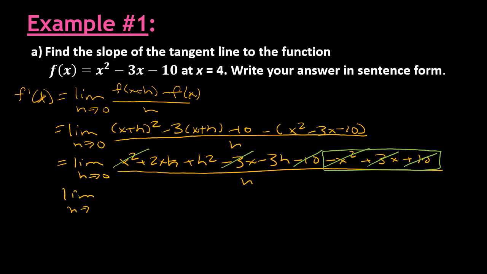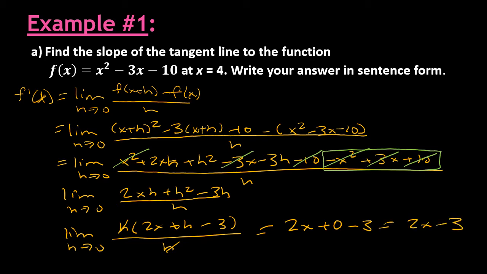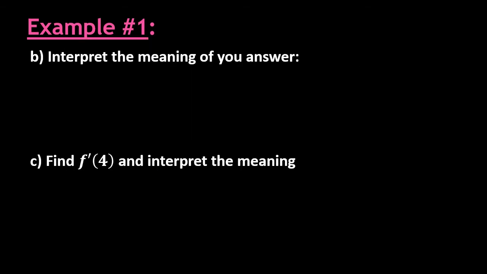So if I continue on, the limit as h approaches 0, you have 2xh plus h squared minus 3h all over h. I can GCF out the h. So you have h, and you have 2x plus h minus 3. The h's cancel, and now you can substitute in 0 for h. So you have 2x plus 0 minus 3, which is going to be 2x minus 3. So if we want to interpret the meaning of our answer, f prime of x equals 2x minus 3.